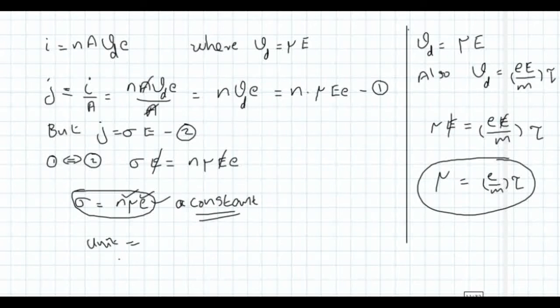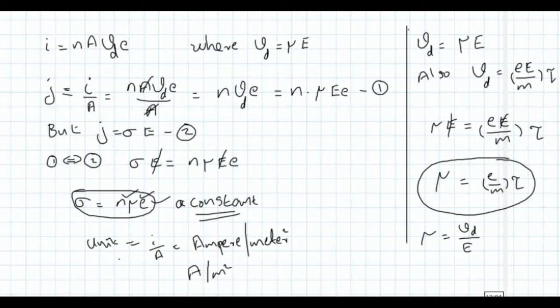Then the unit of J will be, J is equal to I by A, therefore it is ampere divided by area, that is meter square. Therefore the unit of J is ampere per meter square.